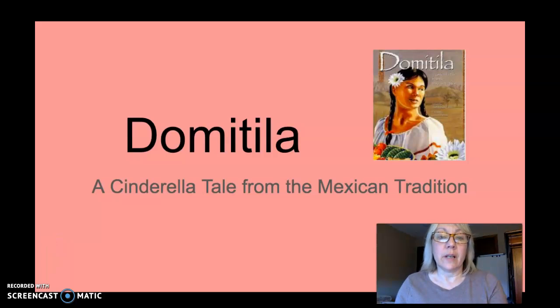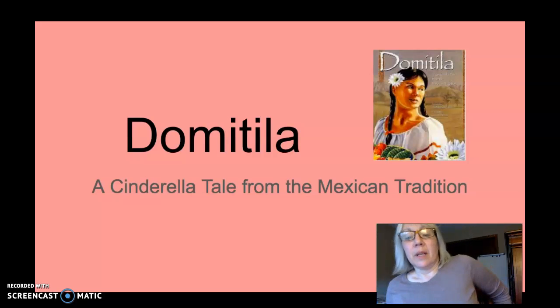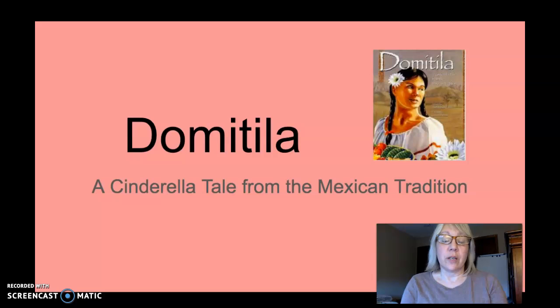Okay, this is the second lesson of Domitila, and we're going to continue to look at the characters, only today we're going to look at the villain, or the person who is bad in the story, the one who usually causes the problem. In a lot of the Cinderella stories, it's usually the stepmother, the stepsisters. There's usually somebody evil or mean or cruel in the story that is making the Cinderella do a lot of work. And so it is with this story as well.